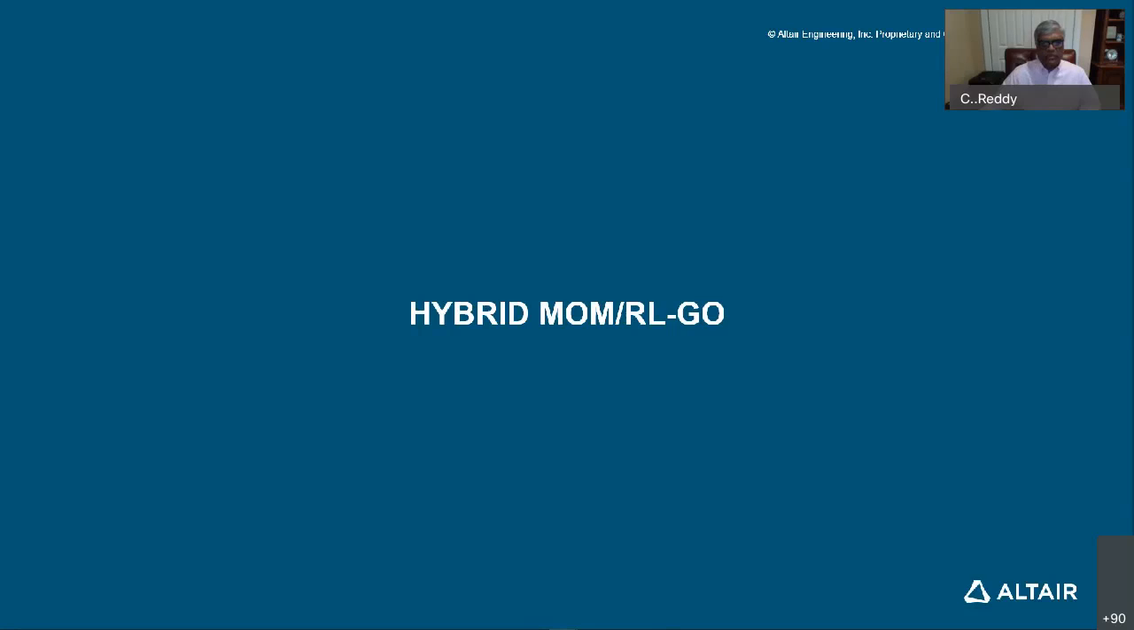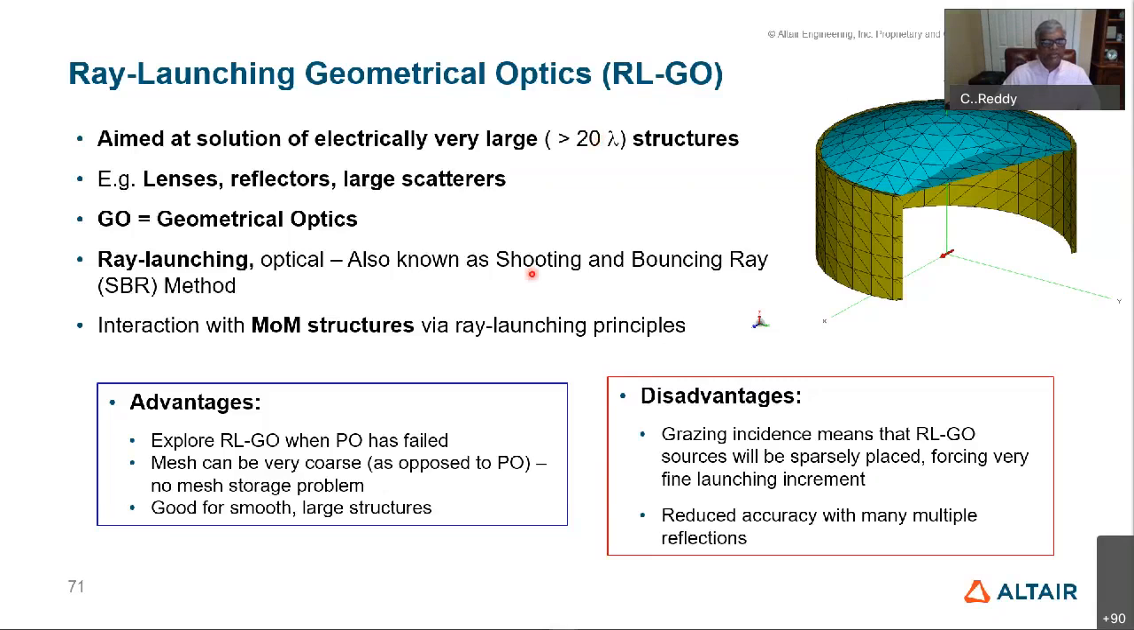Then let's go to one more asymptotic method we have, ray launching geometrical optics, sometimes called the shooting and bouncing ray method, which is very good for physical optics, is good for metallic structures. You can also apply that to dielectrics, but physical optics does not treat the transmission through the dielectrics very well. That's where ray launching geometrical optics comes into the picture, where it can handle transmission through the dielectrics, but also reflection through the dielectrics as well as from the conducting surfaces very well.